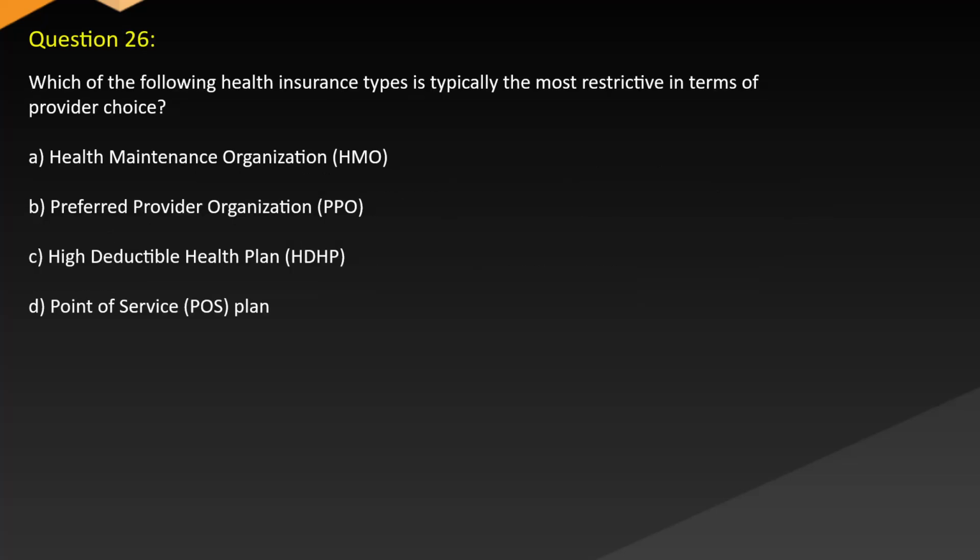Question 26. Which of the following health insurance types is typically the most restrictive in terms of provider choice? A. Health Maintenance Organization, HMO. B. Preferred Provider Organization, PPO. C. High Deductible Health Plan, HDHP. D. Point of Service, POS plan.